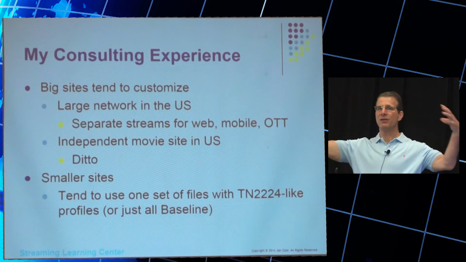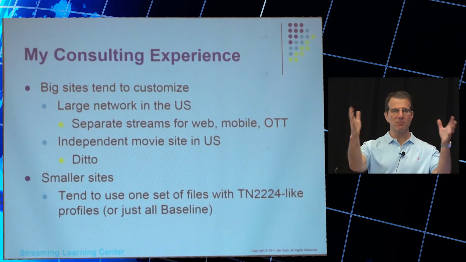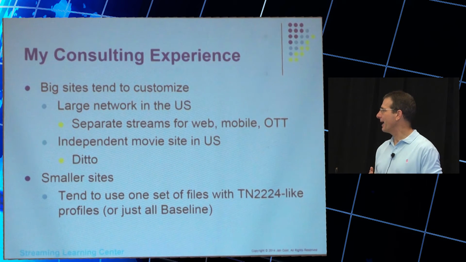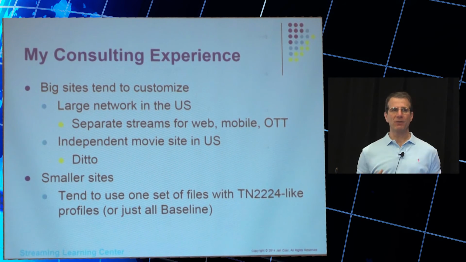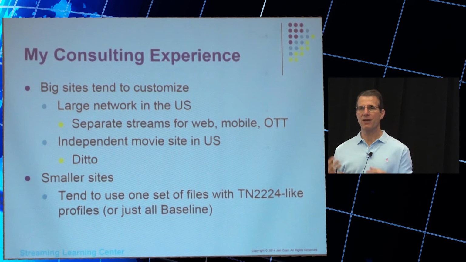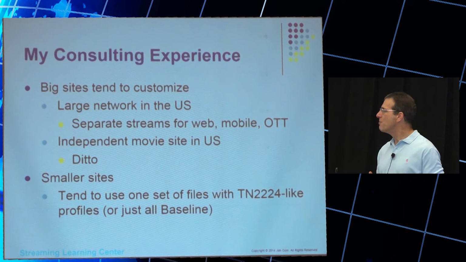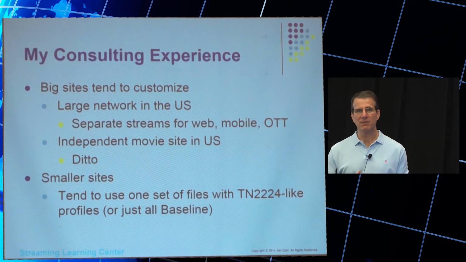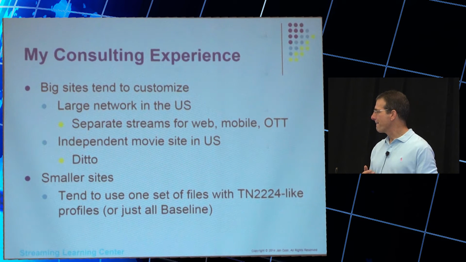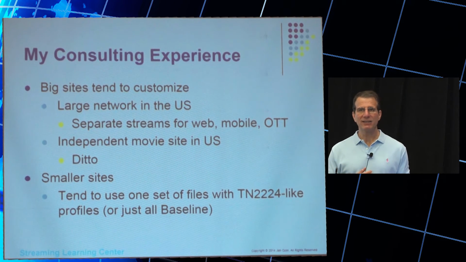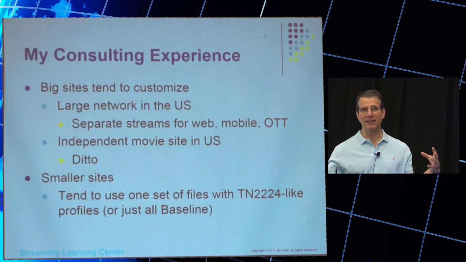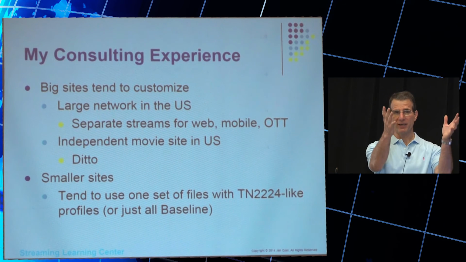Okay, so again, the problem we're addressing here is, do you produce multiple sets of adaptive streams depending on target? Some using baseline for compatibility with Android, some using high profile for compatibility and quality with computers and OTT boxes. Most of the big sites that I've worked with tend to customize. They produce different streams for different targets. Most of the smaller sites tend to use one set of streams and then they transmux. By transmuxing, they change the container format for different targets.